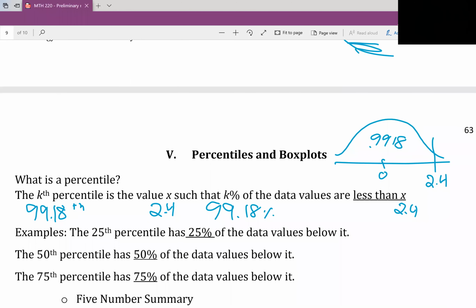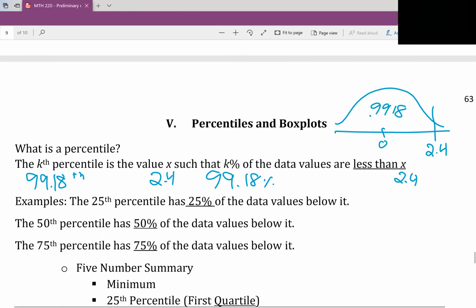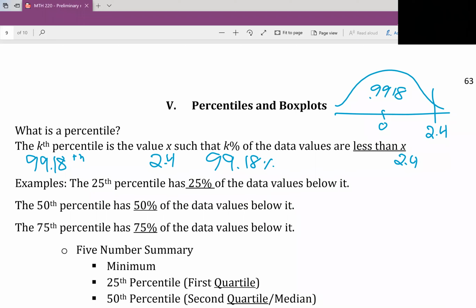The first part of the 5-number summary is the minimum. This is the smallest data value in the data set. The second part is the 25th percentile, which is called the first quartile: the first quarter, the first 25%. The 50th percentile is the third piece that we need. This is the second quartile, and this also counts as the median, the middlemost value in a data set.